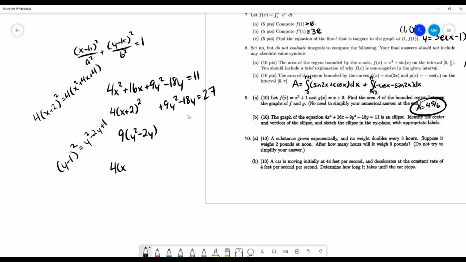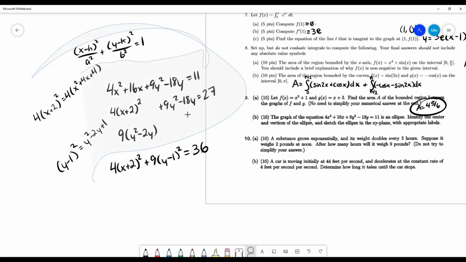So this is going to be 4 times x plus 2 squared plus 9 times y minus 1 squared, and then of course to counterbalance that 1 times 9, I'm going to subtract 9, which I can then add over there, equals 36. Now from here, it's pretty easily workable.